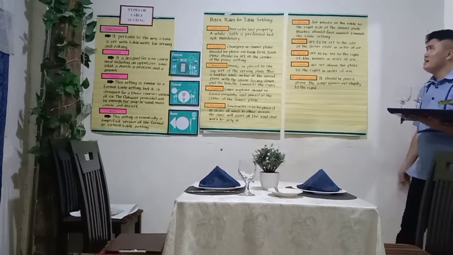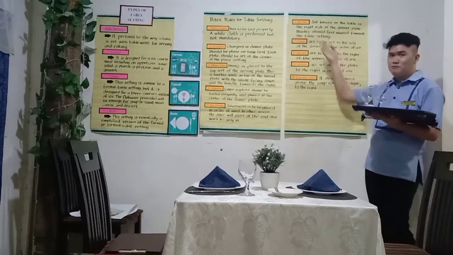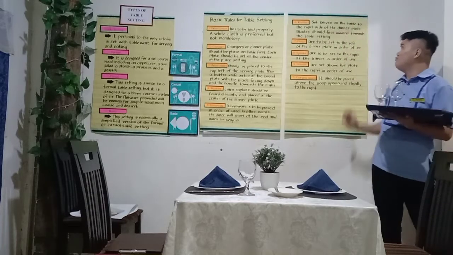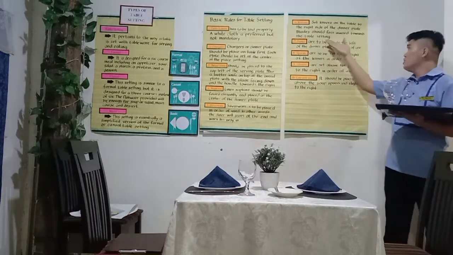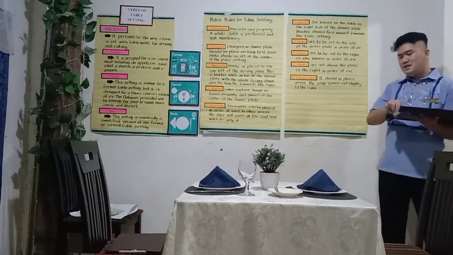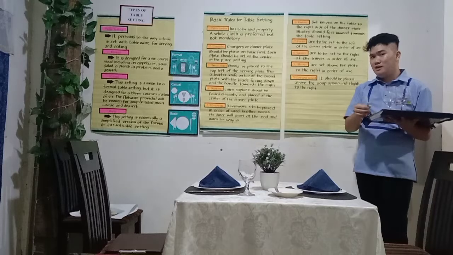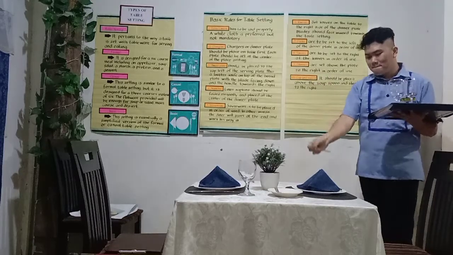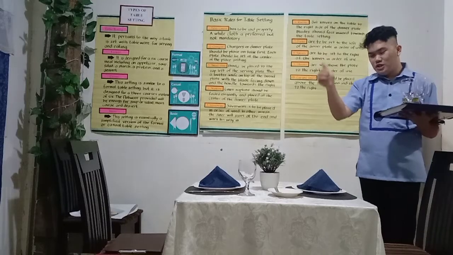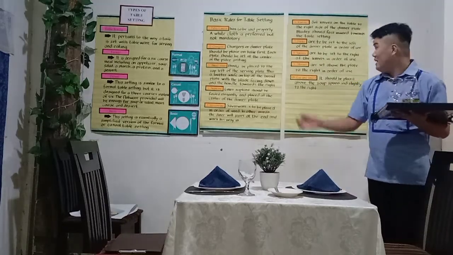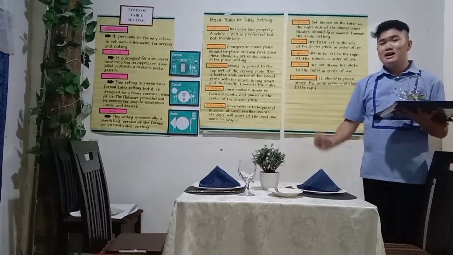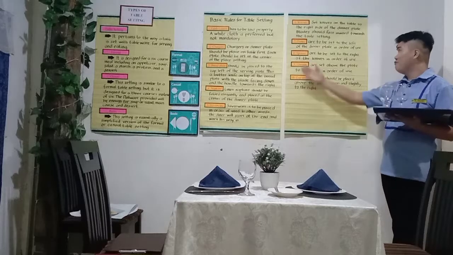Okay, next are the knives. Set knives on the table to the right side of the dinner plate. Blades should face inward towards the table setting. Here we have a dinner knife. Remember the rule for silverware: an inch from the edge of the table, and it must face inward towards the table setting.